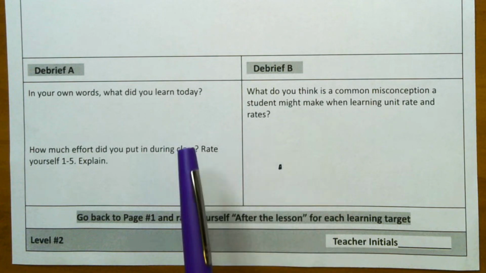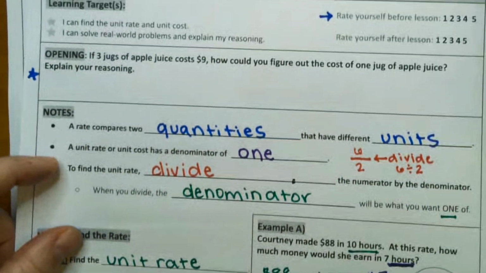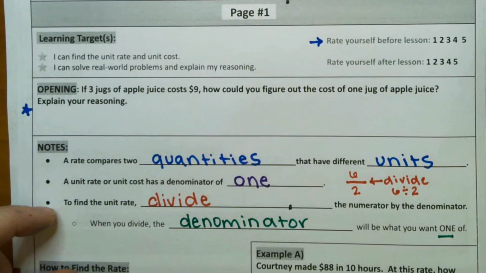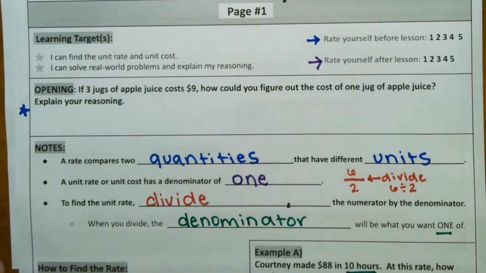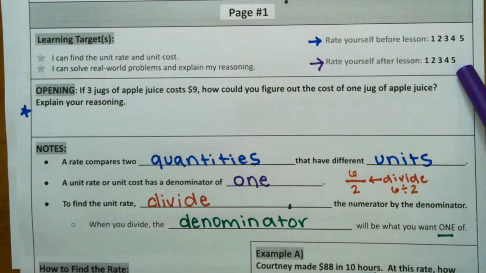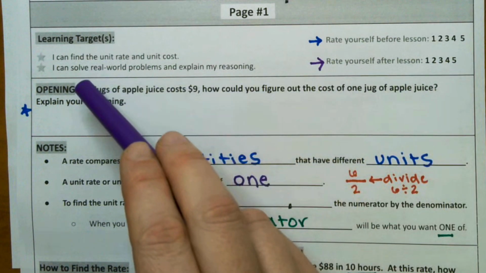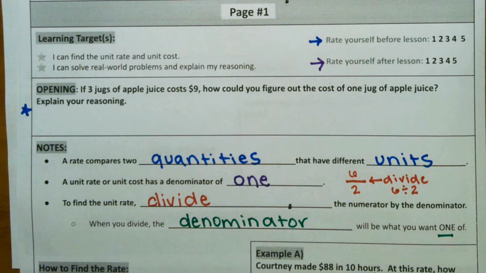Once you've answered these 3 questions, flip back to page number 1. And now that we've gotten some more practice in, rate yourself after the lesson 1 through 5. 1 being the lowest confidence, 5 being the highest. And if you need to, you can just reread our learning targets.